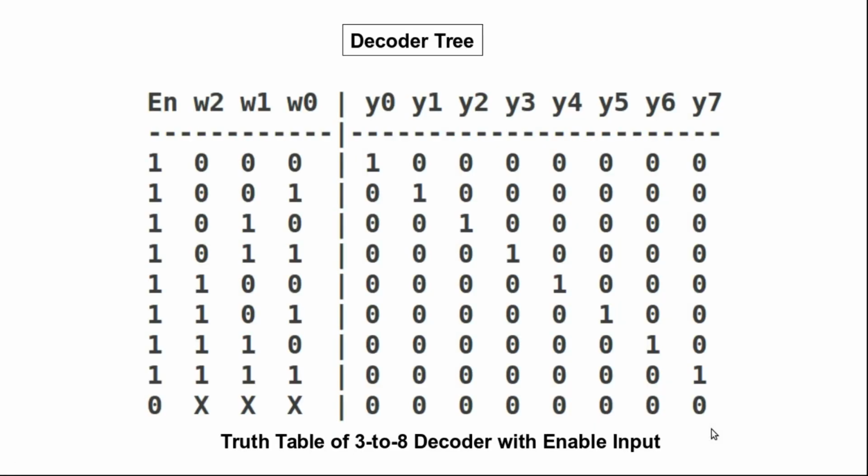Now let us talk about a decoder tree, and for that let us use the truth table of the 3 to 8 decoder with enable input. So we have added the enable input to the 3 to 8 decoder, and whenever the enable input is 0, it doesn't matter what is the value of W2, W1 and W0, all the outputs will be equal to 0. If the enable input is 1, then the behavior will be the same as the 3 to 8 decoder.